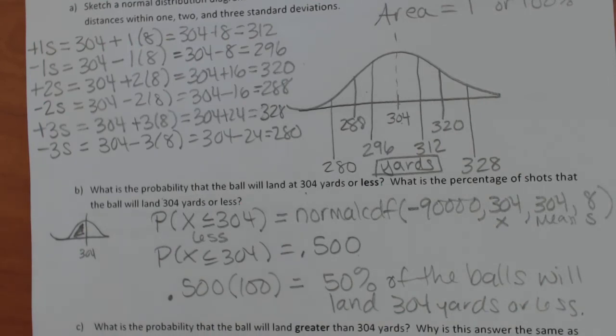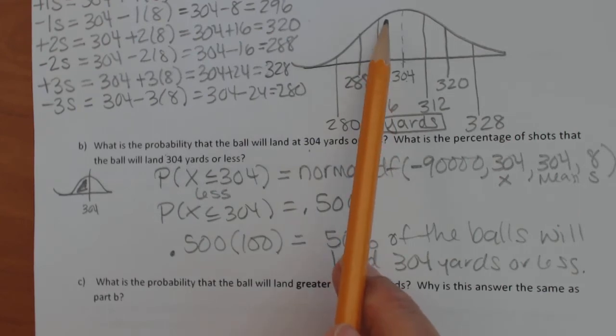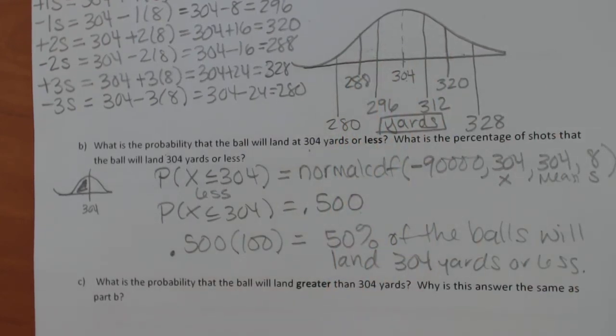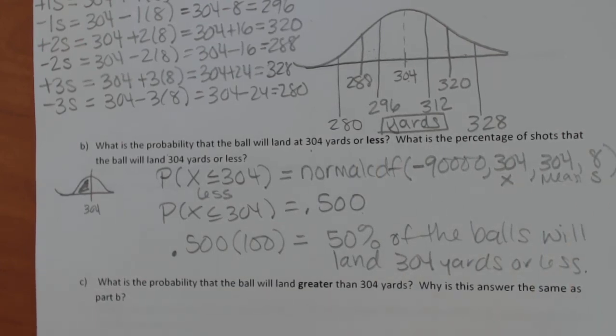Awesome. Let's go to part C. What is the probability that the ball will land greater than 304 yards? Why is this answer the same? So now greater than, we said less than here was 50%, and if these two sides add up to 1, the other side is going to be 50%. So we actually answered, why is this answer the same? And that's because the mean is in the middle, so it breaks the graph up into 50-50.